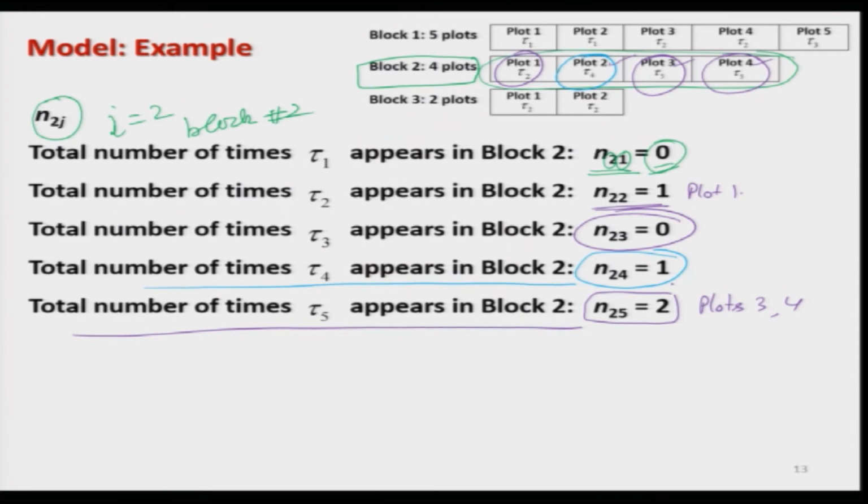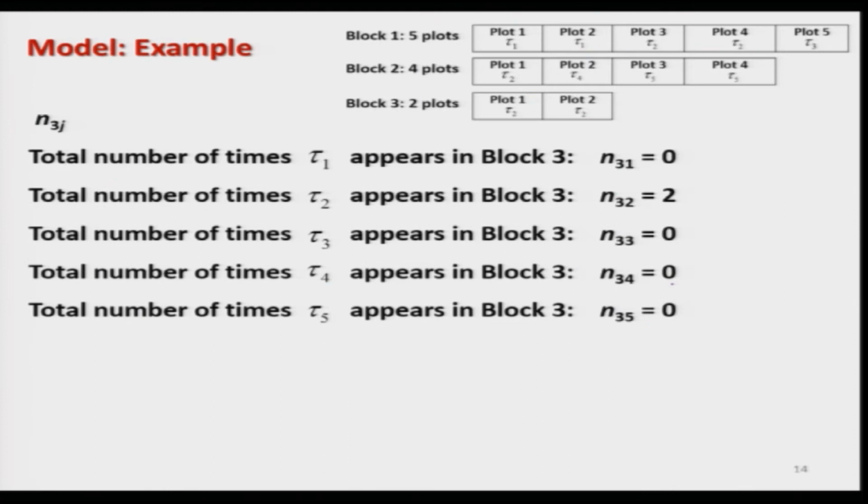So, you can see it is not difficult to find out such things, and similarly you can find the values of N3j, that means i equal to 3, and you are going to consider block number 3. So, you have to look into this block number 3. The total number of times a particular treatment is occurring in block number 3: you can see that only tau 2 is occurring here, and all other treatments tau 1, tau 3, tau 4 and tau 5 are not occurring at all.